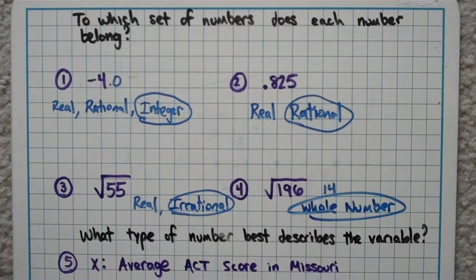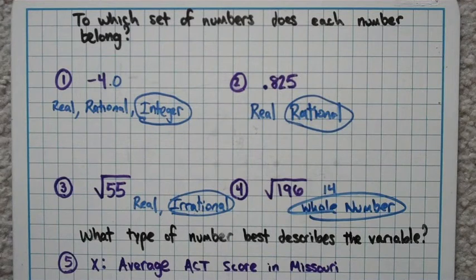And for our last problem right here, they give you a variable, and they want to know what type of number we would expect our variable to be. So X is going to be the average ACT score in Missouri. If you think about the average ACT score, they're going to say, on average, kids get this score. You have to ask yourself, first of all, it's definitely going to be a real number. Can we have decimals? That would mean it's rational. So we can see if it's rational or if it's going to be something more specific.